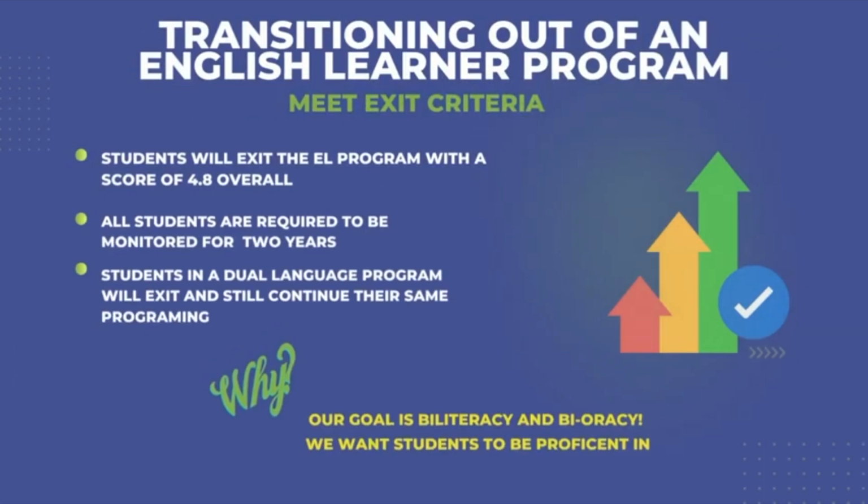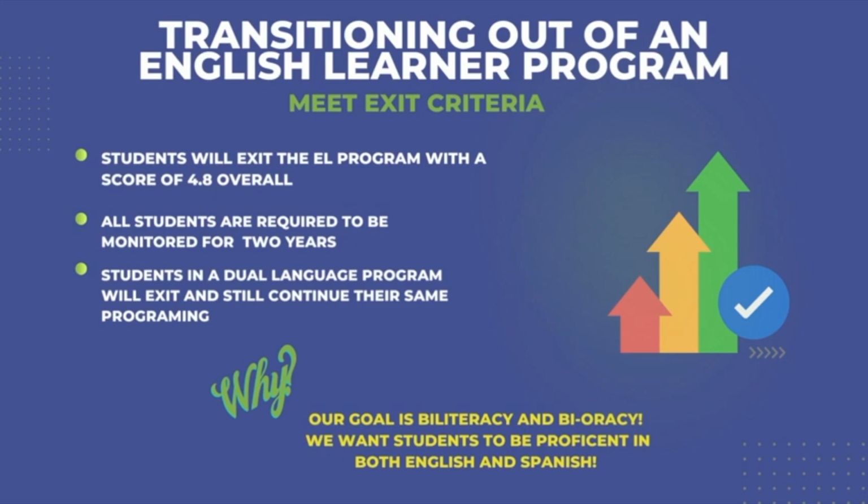Transitioning out of an English learner program. When students meet or exceed the English language proficiency cut score of a 4.8 overall on the Access test, they will exit the English learner program. After exiting, all students are required by the state to be monitored for 2 years. This is done to ensure students have continued success in core academic subjects and they will receive additional support if needed.